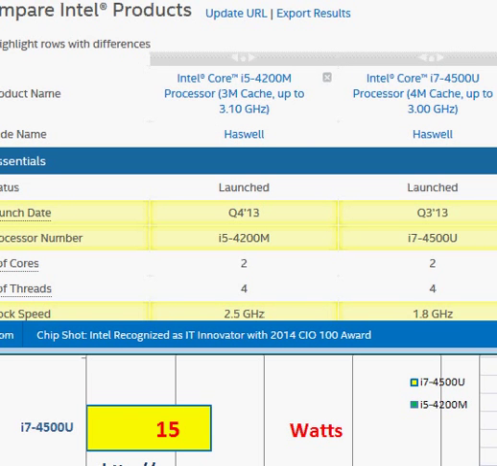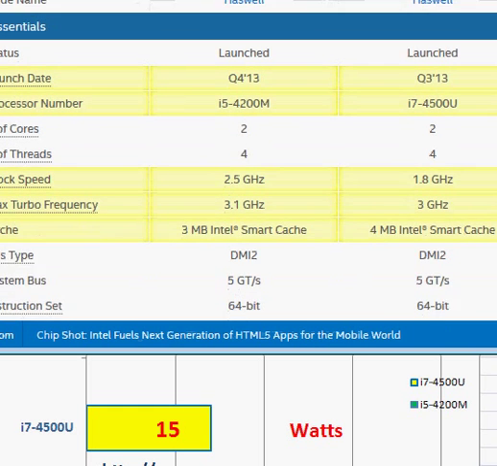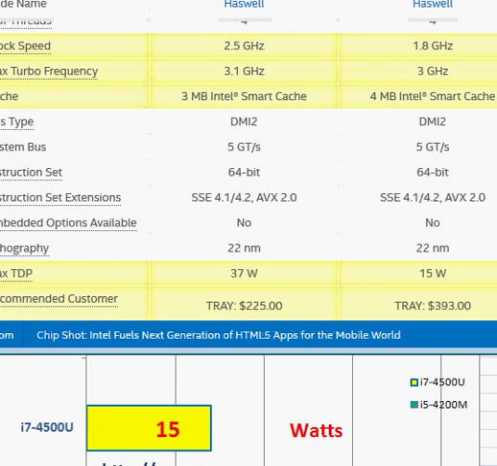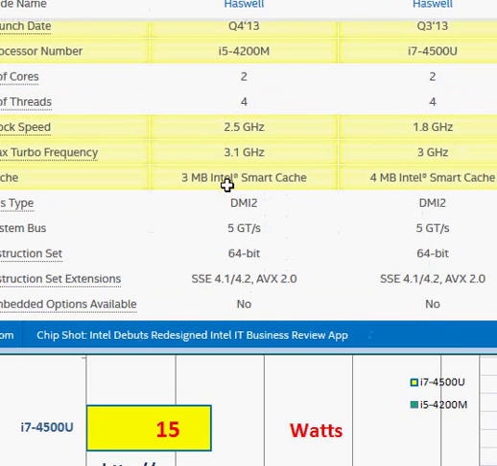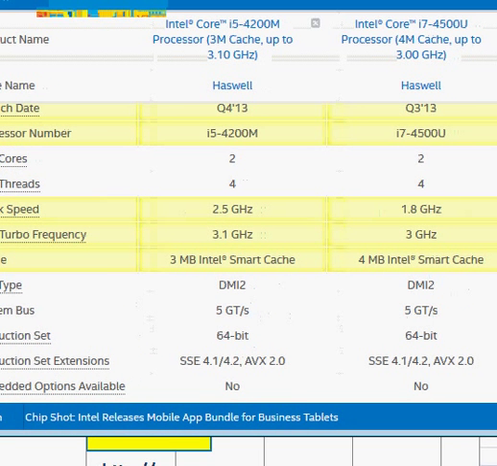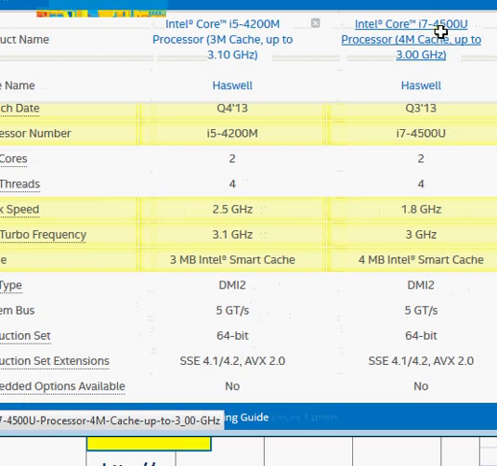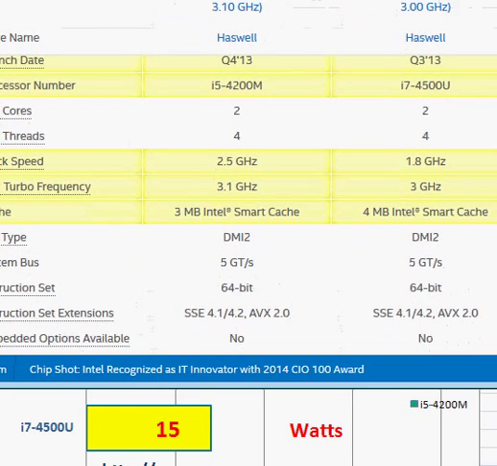So the 4200M was launched later on. We can see they have the same number of cores and number of hyperthreads. We've already seen the difference in the clock speed and the turbo clock frequencies. One of the things that you will want to note is the difference in the cache memory. The i7-4500U has slightly higher cache. That's one way it catches up with the regular M part.